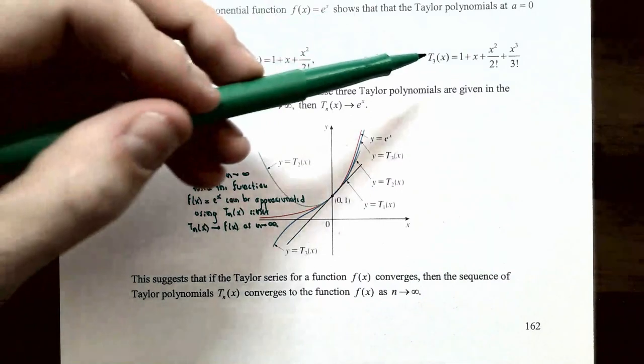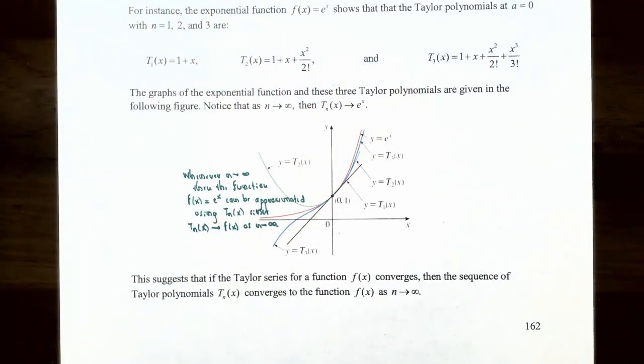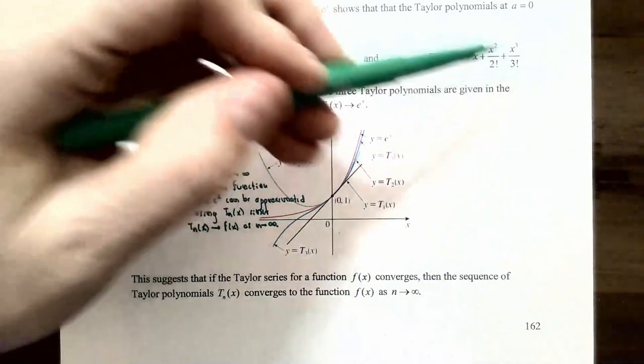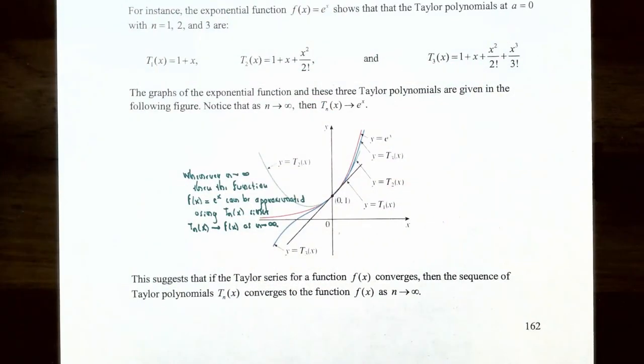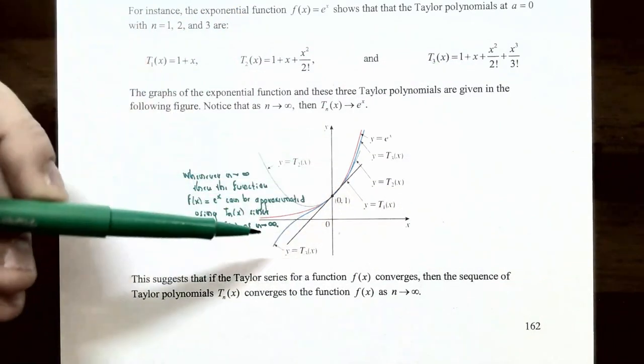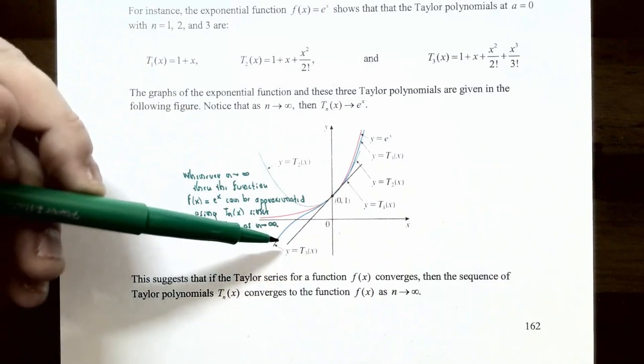And notice that T sub 3 of x is the 3rd degree Taylor polynomial. It actually is a cubic polynomial. It's 1 plus x plus 1/2 x squared plus 1/6 x to the 3rd after you simplify the factorials. And so that's this graph that's in blue. You actually have the function y equals T sub 3 of x, which will actually be this cubic polynomial.